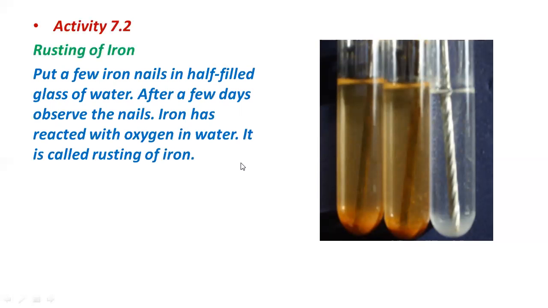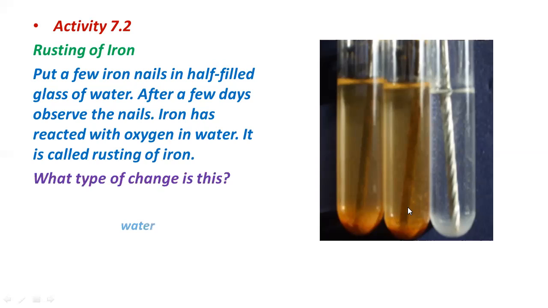We have Activity 7.2 about a chemical change, that is, rusting of iron. If we put a few nails in a half-filled glass of water or in a test tube, after a few days you will observe that the color of the nail and also of the water changes. From silver, it changes into brown color. It is called rusting of iron. The change of color from silver to brown is actually rusting of iron.